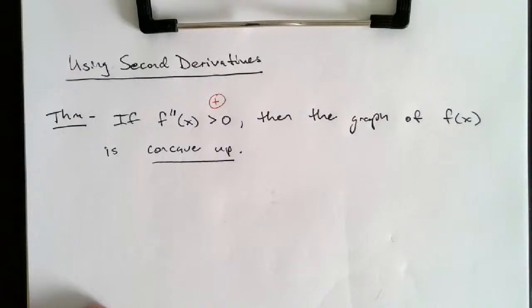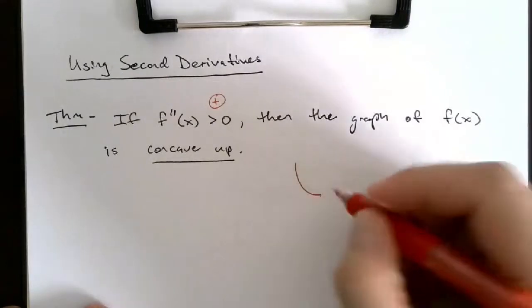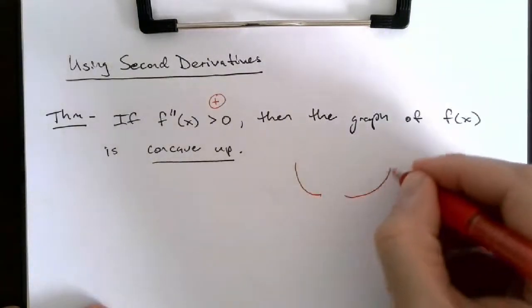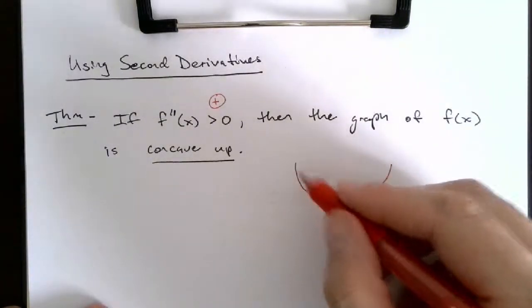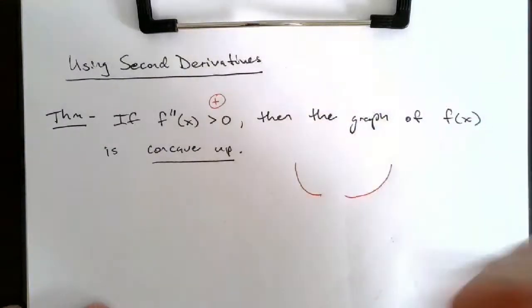Concave up, kind of think of like could hold water. So concave up would be something like this. It's bending upward or something like this. So, you can see that it would hold water if it was like the sides of a bowl.